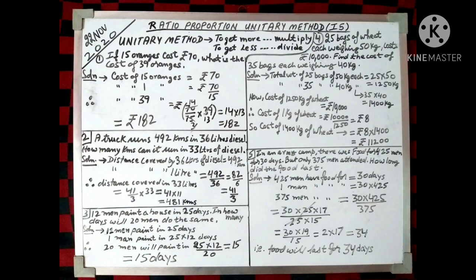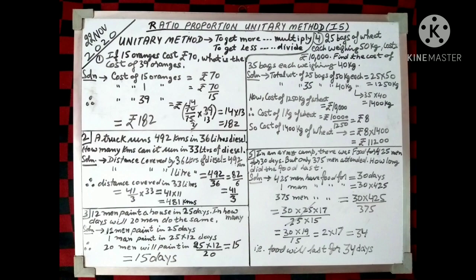Now pay attention to the third question. It is a different one. The question is: 12 men can paint a house in 25 days. In how many days will 20 men do the same work? Right? So we will proceed as follows. 12 men can paint the house in 25 days. So one man will take a longer time. He will paint the same house in 25 into 12 days. Therefore, 20 men will paint the house in 25 into 12 divided by 20, that is 15 days. Right?